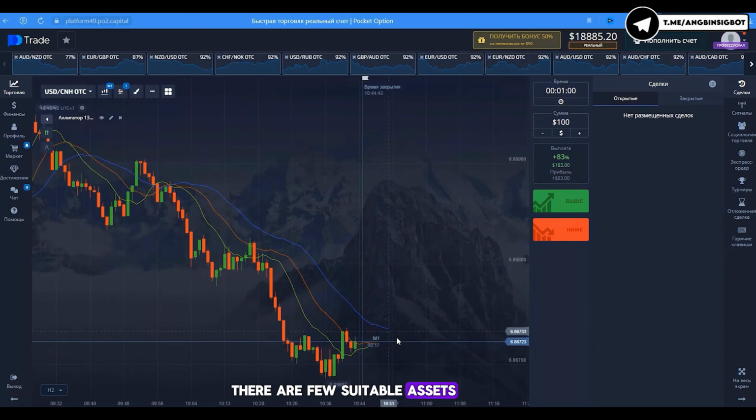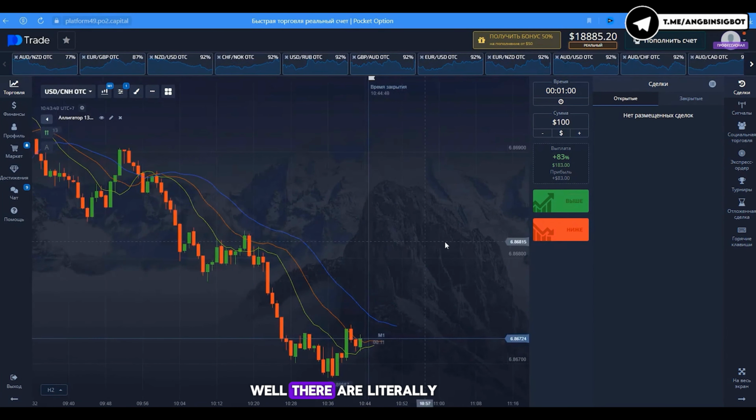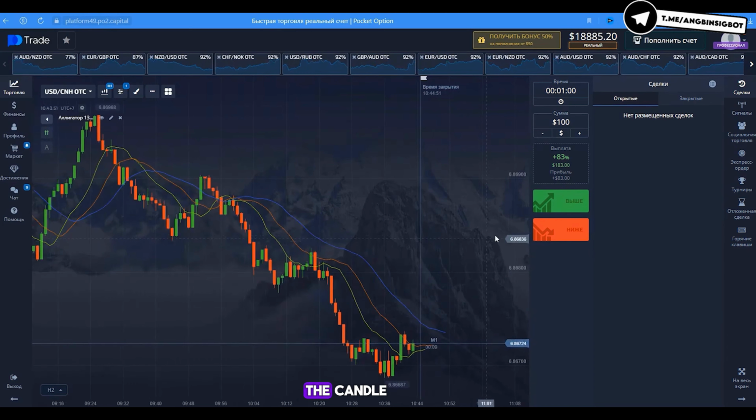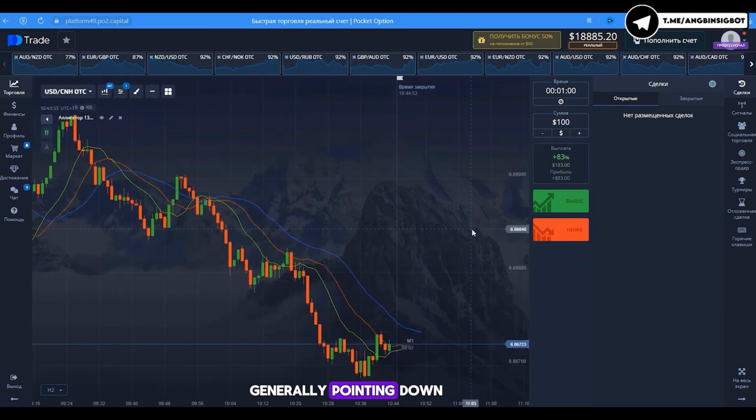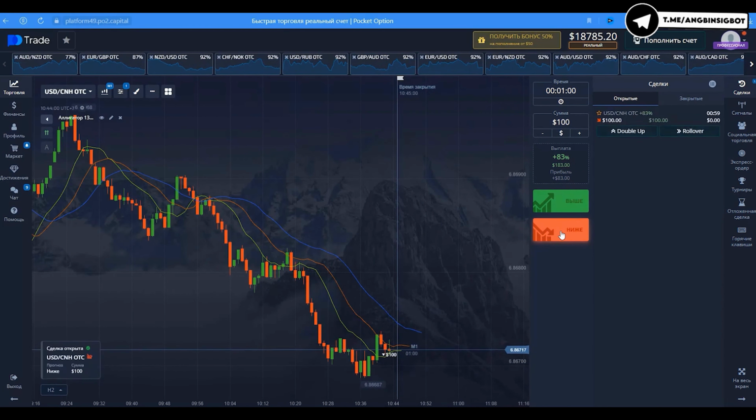There are few suitable assets. I found one that is somewhat okay, although it is also risky since the price was previously in a sideways movement. Well, there are literally 9 seconds left until the end of the candle. The moving averages are generally pointing down, and the candles have already approached the moving average, so from here, one can enter for a downward trade.